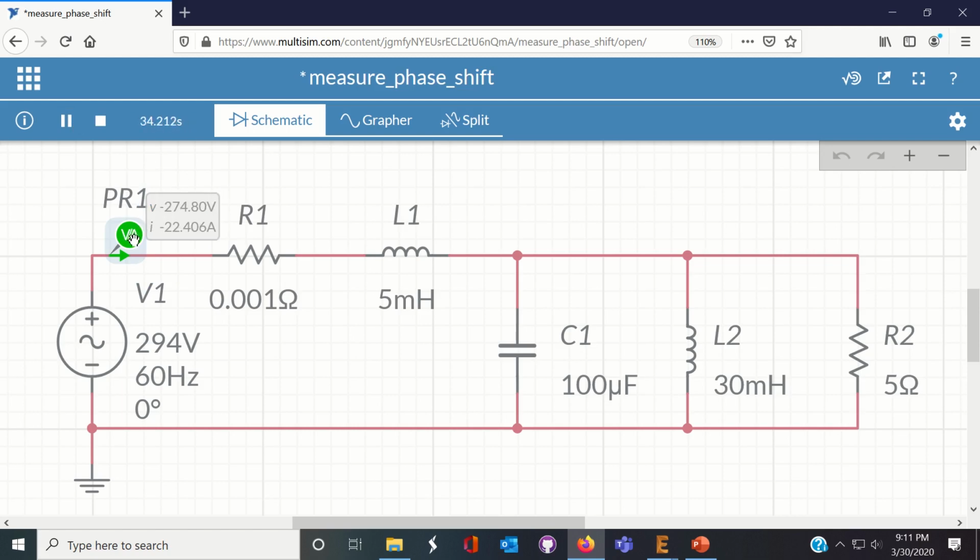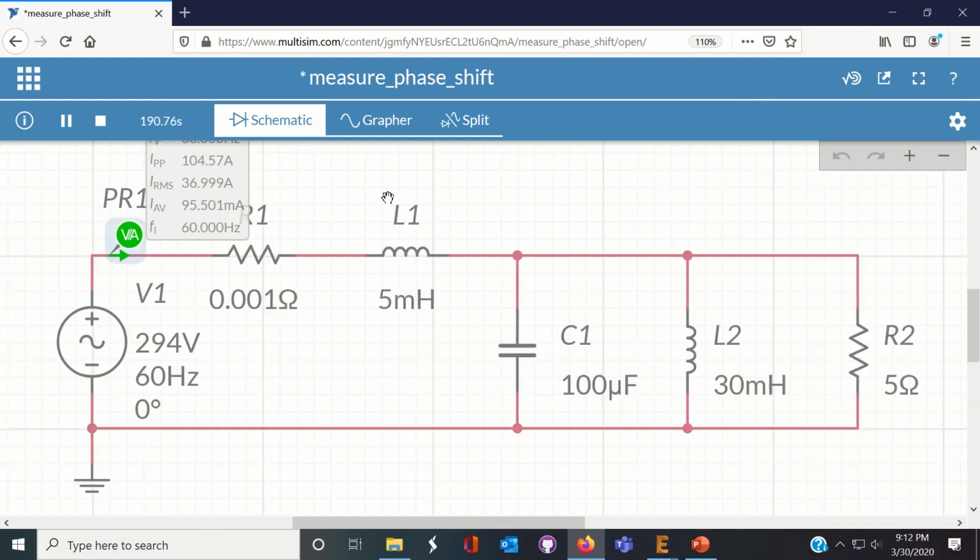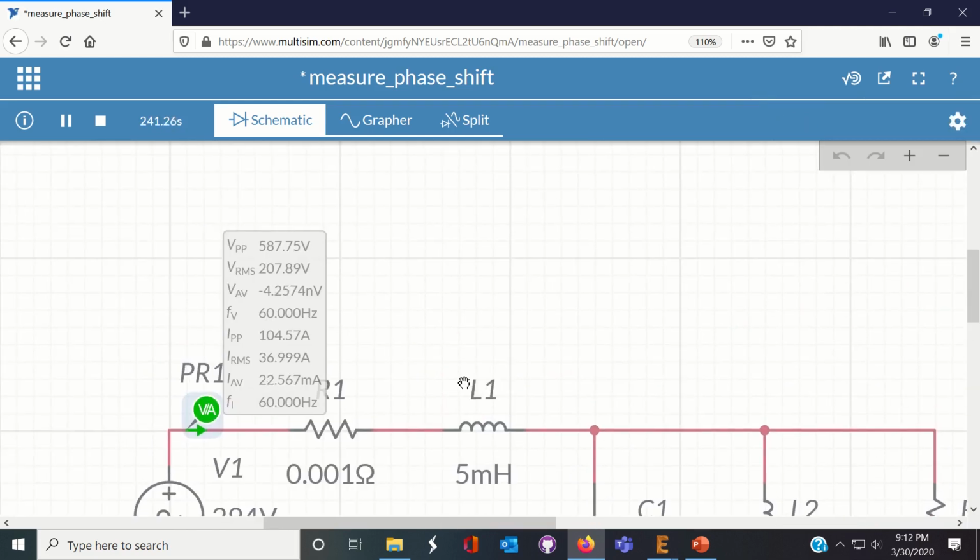That's not what we want. Instead, we want the periodic results. And when we do that, we see 208 volts RMS, and we see a current of 37 amps. At this point, we're going to run the grapher.